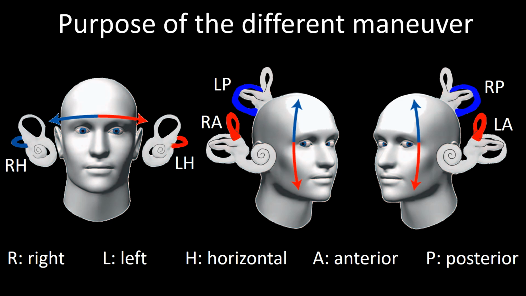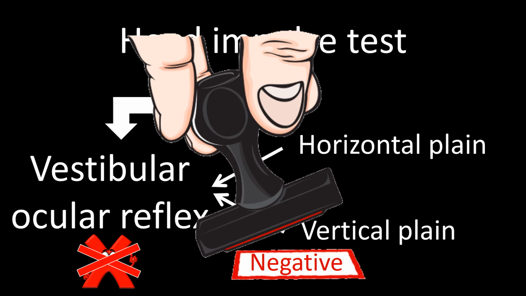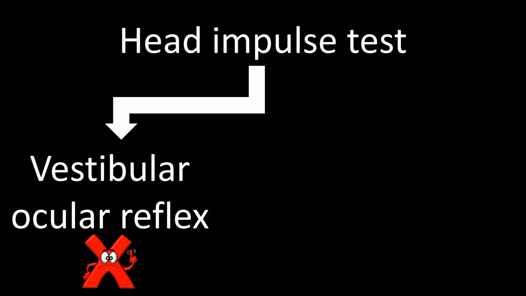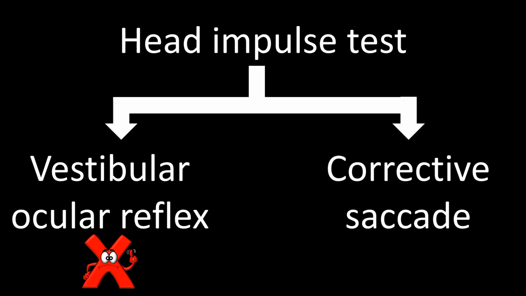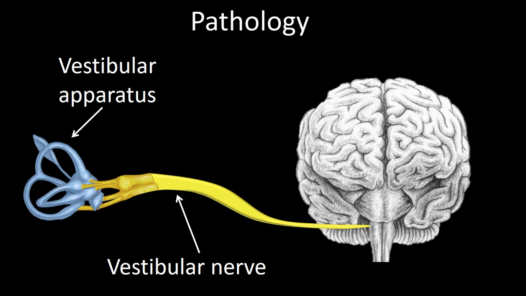Please remember that the stimulation of one semicircular canal goes along with the inhibition of its coplanar mate. That is, when the right anterior is stimulated, the left posterior is inhibited. So if all attempts to produce an abnormal vestibular ocular reflex fail, the test is labeled negative. If, on the other hand, an abnormal vestibular ocular reflex is present, followed by a corrective saccade, after one maneuver, no further trials are necessary, and the test is labeled positive. A positive test supports the presence of vestibular apparatus or vestibular nerve pathology.